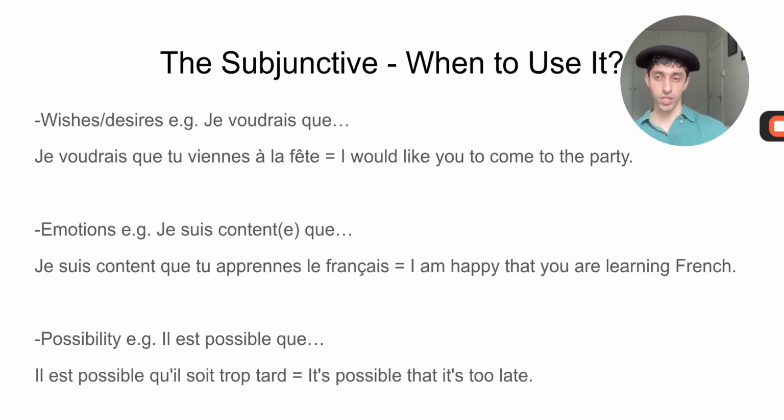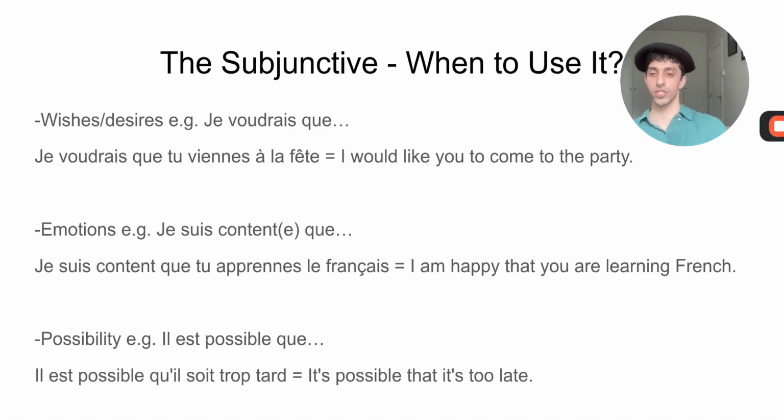If you're expressing emotion, any range of emotion, you would use the subjunctive. If you were to say, I'm happy that, je suis content que, or je suis contente que, that would be followed by the subjunctive. For example, je suis content que tu apprennes le français, or je suis contente que tu apprennes le français. I'm happy that you're learning French. Apprennes is the present subjunctive of apprendre.